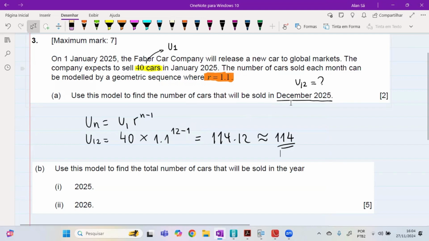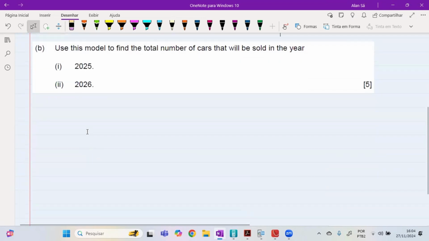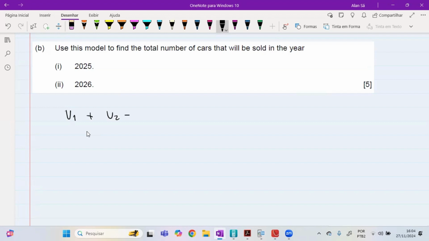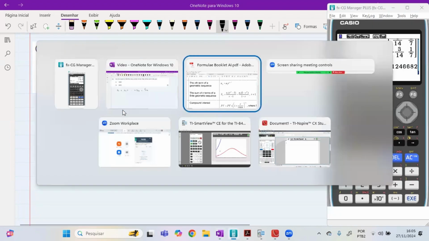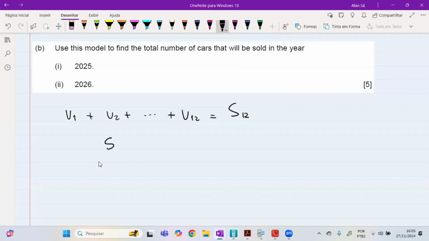Now going to part B, use this model to find the total number of cars that will be sold in the year 2025. To do this, we need to add all the terms of the sequence, from January, U1, up to U12. So we are going to add the 12 terms of the sequence. This is S12. Using the formula from the formula booklet, I'm going to use this first version of the formula: Sn is equal to U1 times r to the n minus 1, over r minus 1.